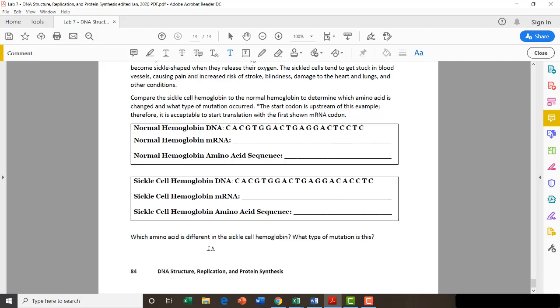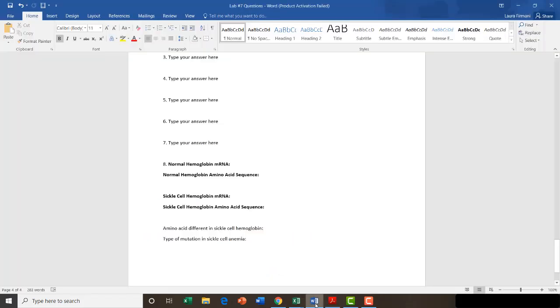So again, write these out in your Word document. You're going to tell me which amino acid is different in sickle cell versus normal, and what type of mutation occurred in sickle cell anemia. So again, just write out your normal mRNA, your normal amino acid sequence, and then the sickle cell or mutated mRNA and the sickle cell amino acid sequence. Tell me what amino acid is different in sickle cell versus normal, and what type of mutation you observed from the normal DNA to the sickle cell DNA.